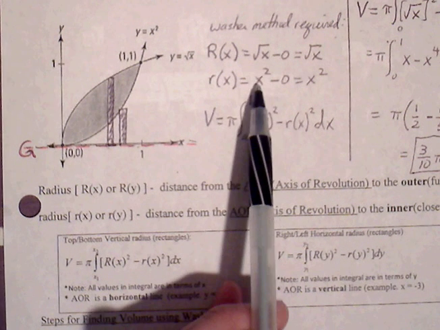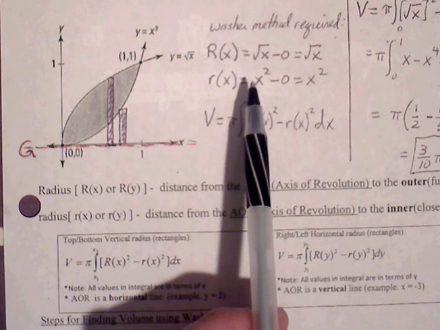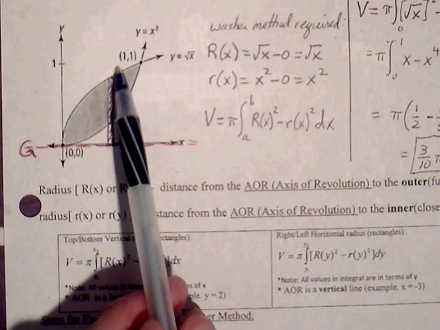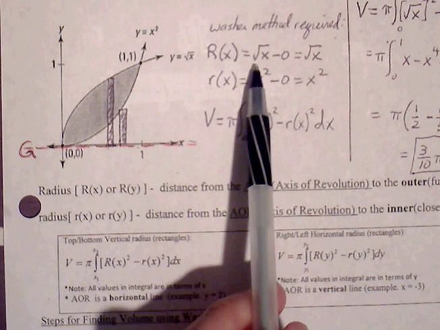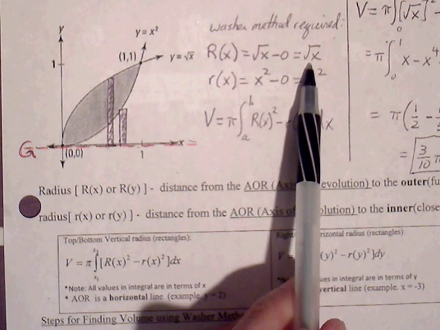So we drew a vertical radius, so we do top minus bottom. The top of this radius is hitting square root of x. The bottom of this radius is hitting 0. So square root of x minus 0 is square root of x.